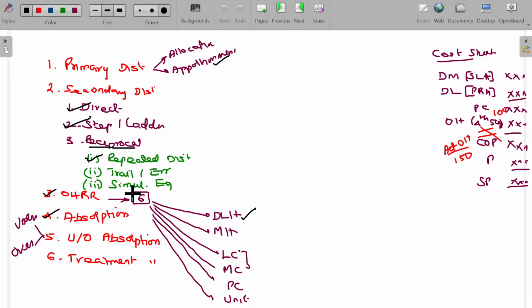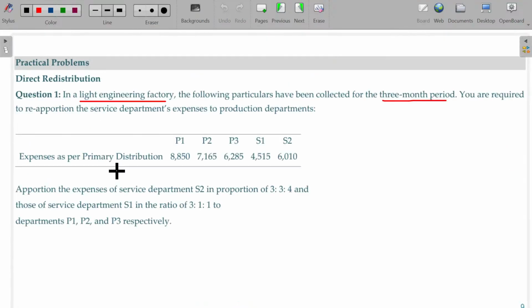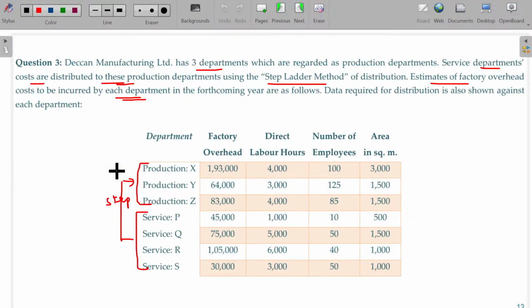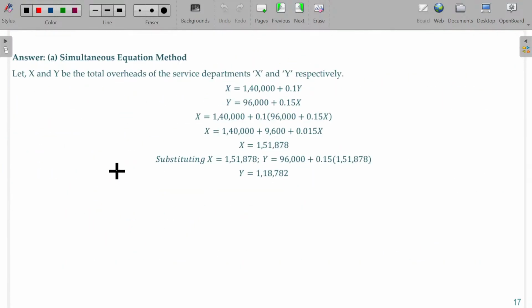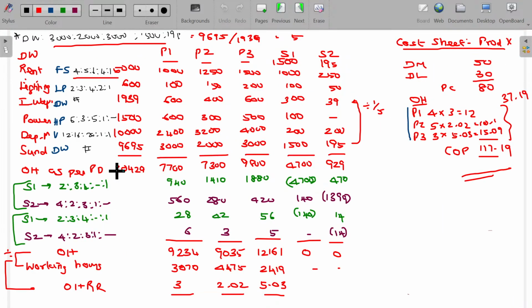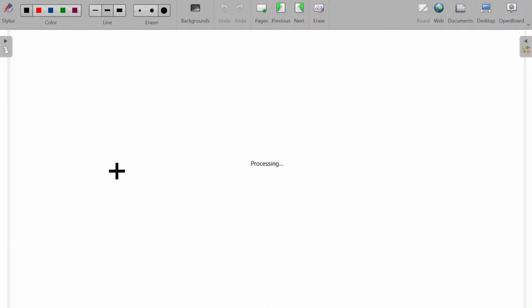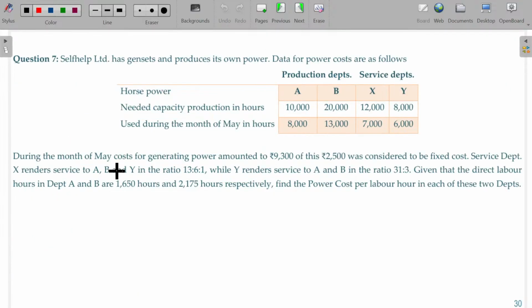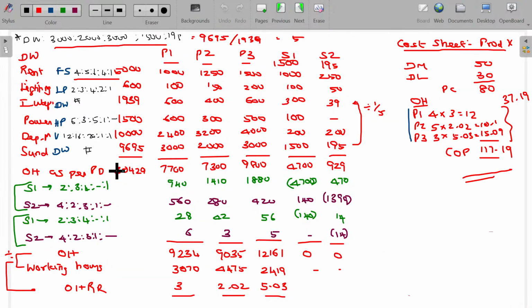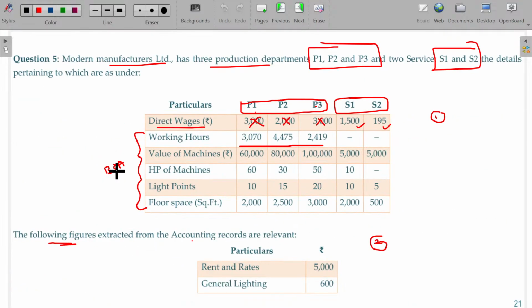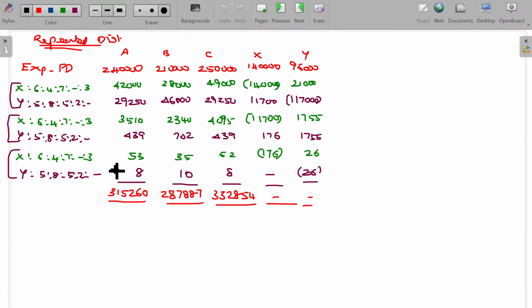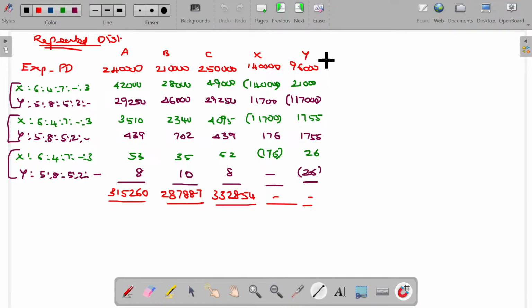So trial and error and simultaneous equation methods are still pending. I can solve a reciprocal type of illustration by applying one of the three methods. I solved this using repeated distribution method. Will I be able to solve this under another method? Yes, of course. I can solve the same illustration under trial and error method. Now under trial and error method, how will I calculate?